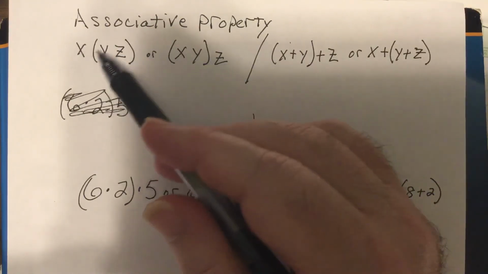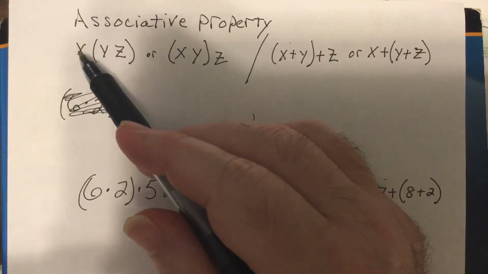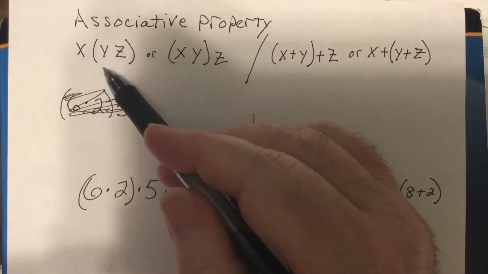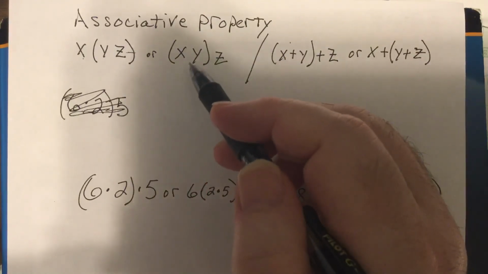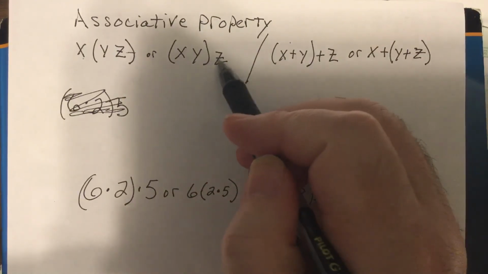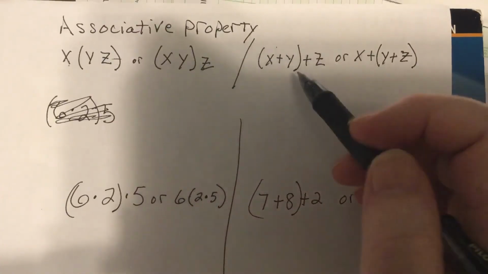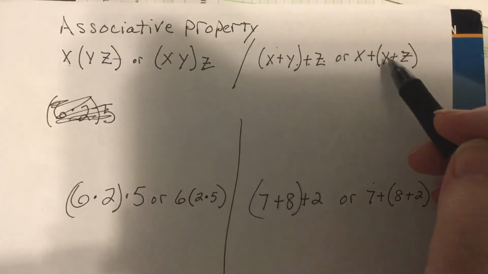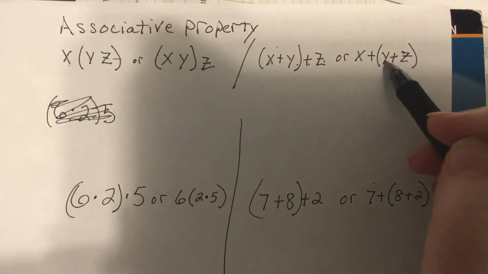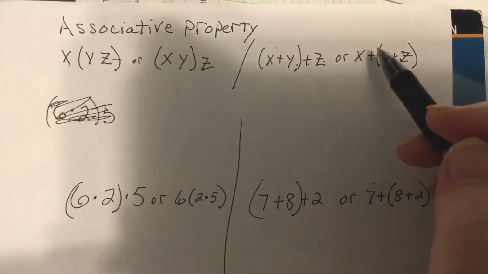So if I have just products, just multiplying, I could do the first one times the second and third one together. Or I could do the first two and then multiply by the third. Or when you're adding, you could add the first two, then add the third one to it. Or add the second and third one, and then add it to the first one.